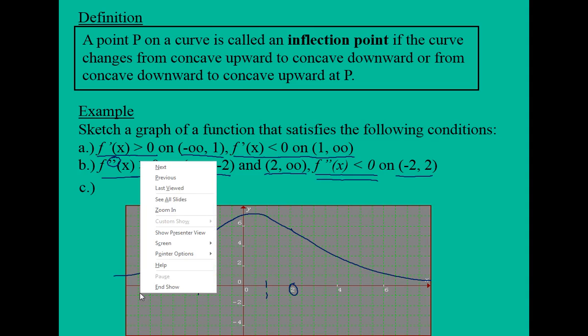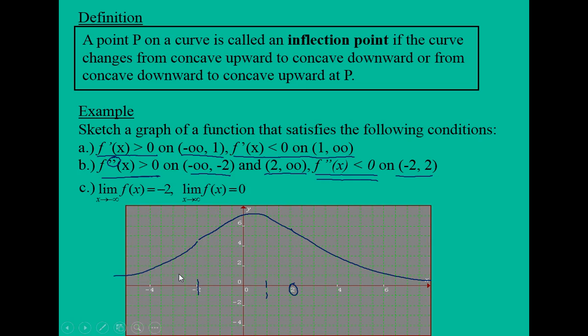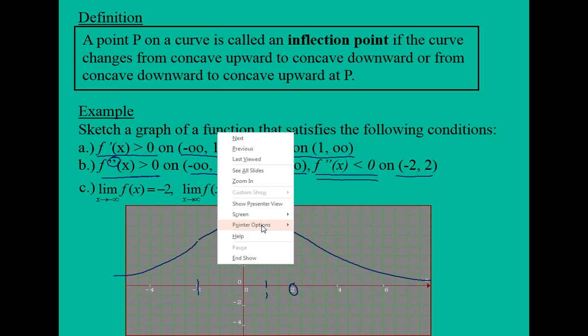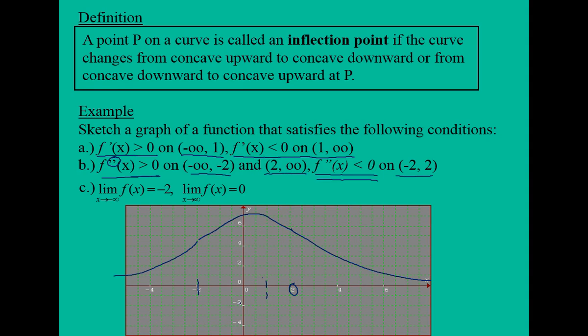Now, part C. Let's see if we can get part C to show here. The limit of f of x as x approaches negative infinity equals negative 2. Thinking back to what this means, we've studied this. So if we take the limit of a function as x approaches negative infinity and we get a value, it indicates we have a horizontal asymptote. So we would have a horizontal asymptote at negative 2. So this graph would be approaching negative 2.